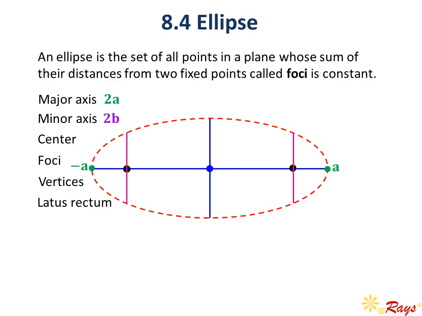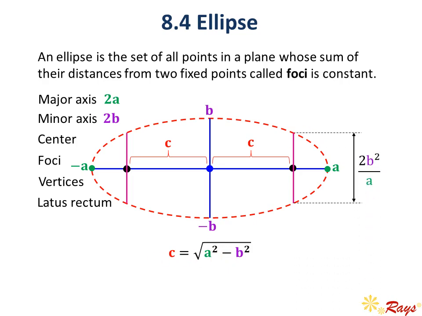And the length of our minor axis is given by 2b. So the coordinates here will be (0, b), and this one is (0, -b). The distance from the center to the focus is c, similar to the other side. And we can find c by taking the square root of a squared minus b squared. The length of the latus rectum, we can find by using this formula, 2b squared over a.